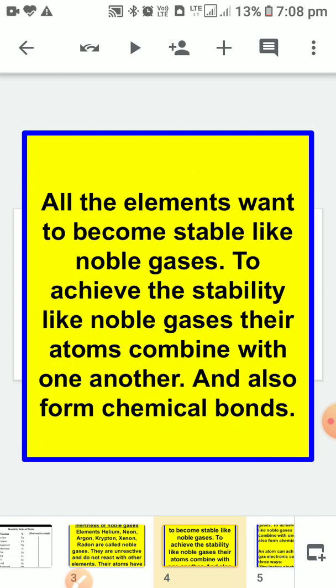And now what are the other elements doing? All the elements want to become stable like noble gases. They don't want to lose or gain electrons. They want to take only rest. So to achieve stability like noble gases, their atoms combine with one another and form chemical bonds. If they want to become like noble gases, they have to combine with others, and if they are combining with others, then they are making bonds also.